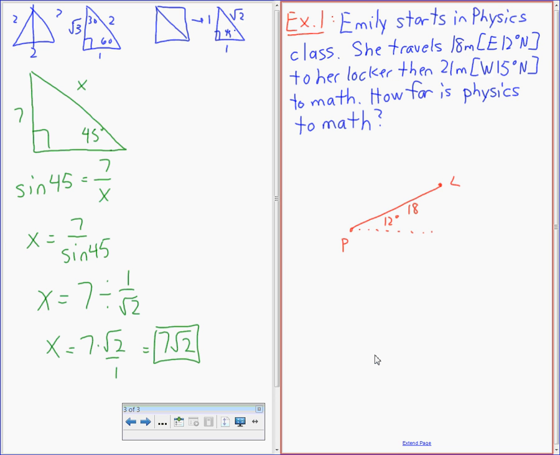Then from her locker is where the next measurement comes from. I'm starting west, and I'm going 15 degrees north up to math class.